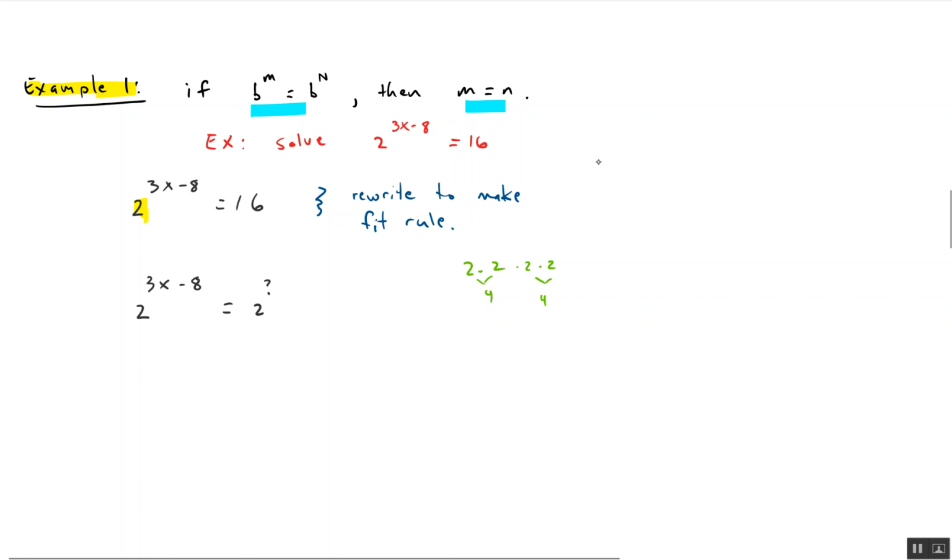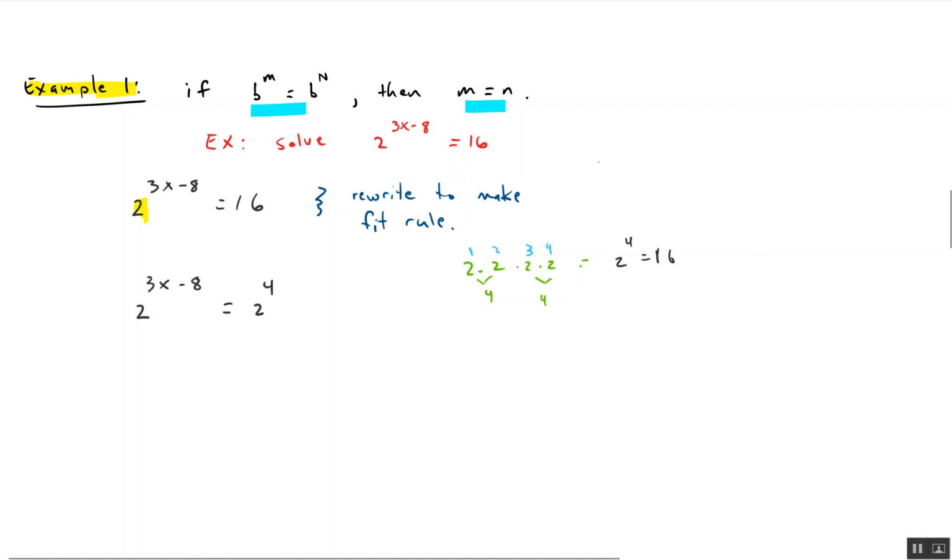There's another 4, and 4 times 4 is 16, so there are 4 here. There are 4 2's. 1, 2, 3, 4. So it looks like 2 to the 4th power gives us 16, which is true. So perfect. 2 to the 4th power.